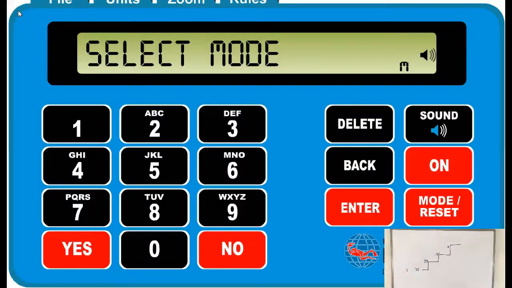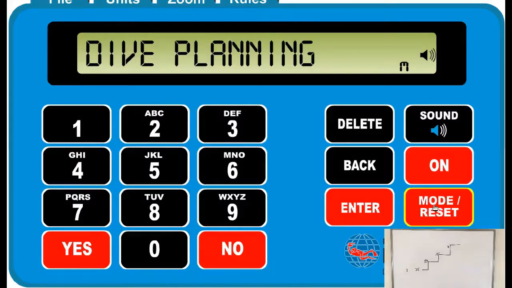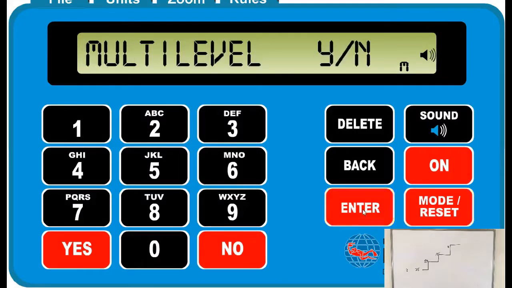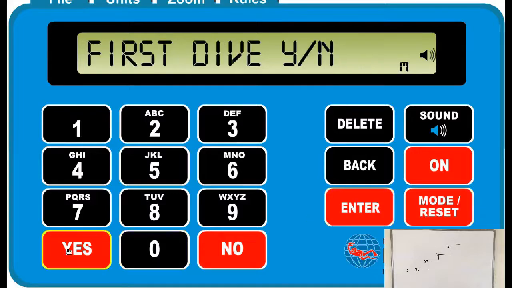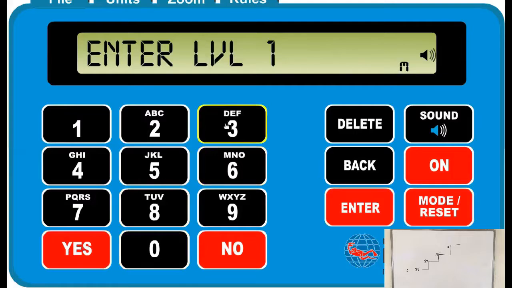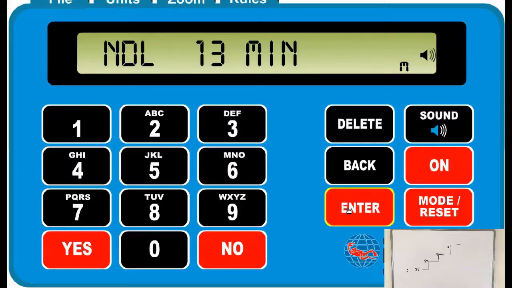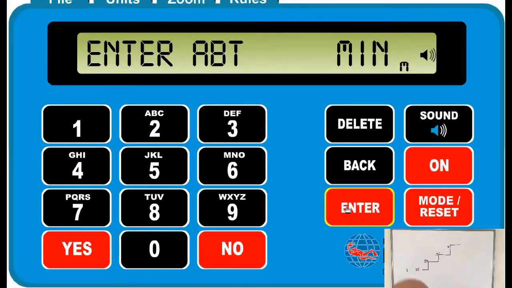It's quite straightforward, the multi-level one, to be honest. It's nice and easy. So starting back with resetting this. Oh yes, choose dive planning. Multi-level, yes. First dive, yes. And this is nice and easy then. What's the first level? 35. So we put 35 metres. Click enter. And the NDL was 13 minutes. So we can spend 13 minutes at that depth.